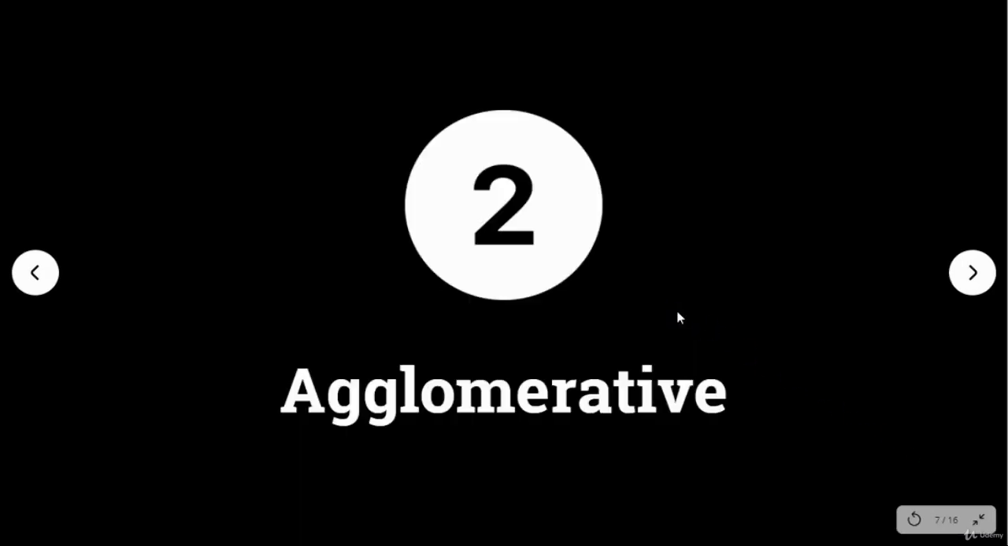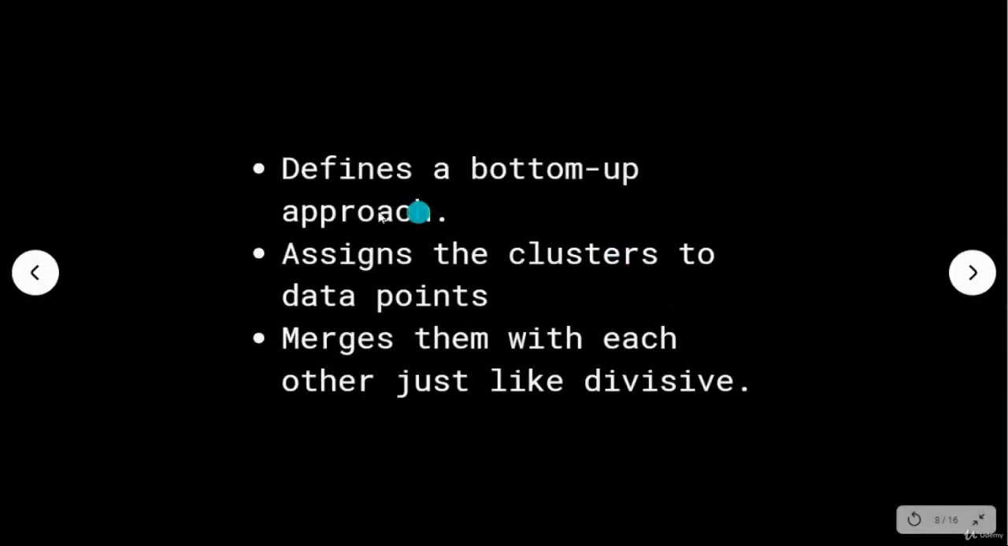The second type of approach which we use is agglomerative. The agglomerative approach defines a bottom-up approach. Then it assigns the clusters to data points and merges them with each other, just like divisive, to gain a single cluster for the dataset.